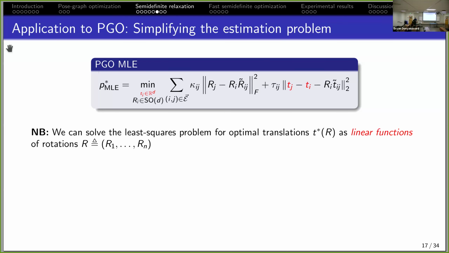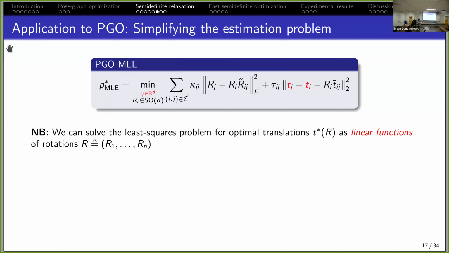And so what that means is that if I fix an estimate for the rotations, I can solve for a corresponding optimal value of the translations using matrix factorizations, in this case, a generalized Schur complement. And so I can write down an optimal choice of the translations as a function of the rotations, and that optimal choice will turn out to be linear. It'll be linear in the rotations.